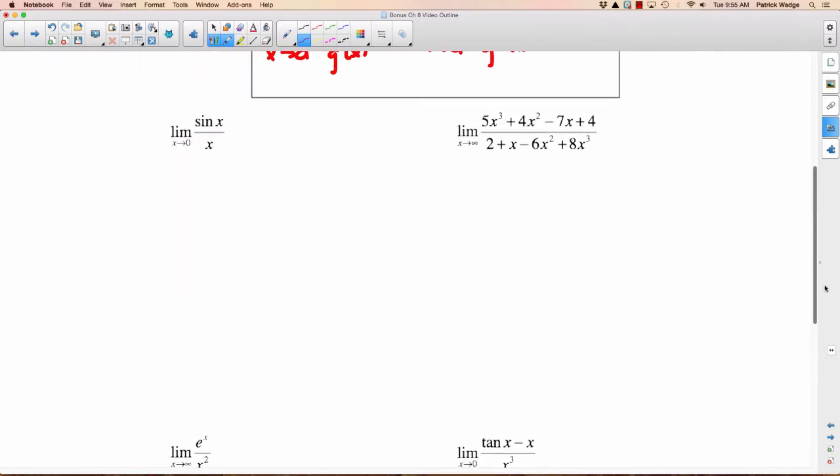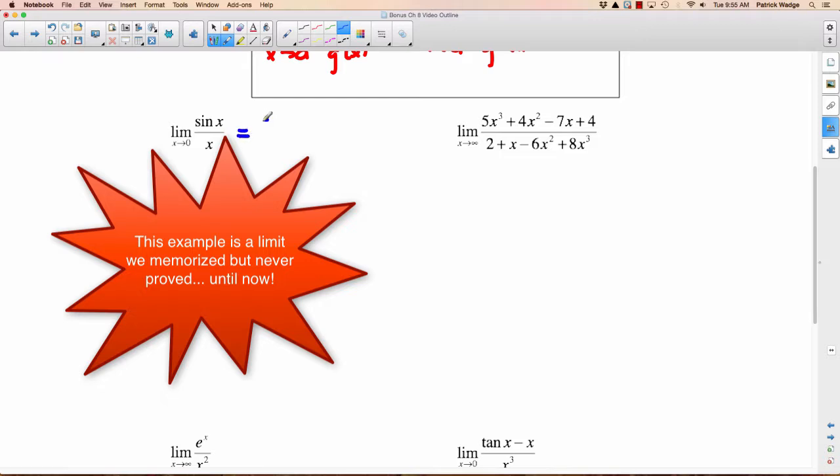Okay, I don't even know if this is necessary, but we'll do some more examples. First of all, let's try substitution, because you have to make sure it's an indeterminate form. If it's not an indeterminate form, you cannot use L'Hopital's rule.